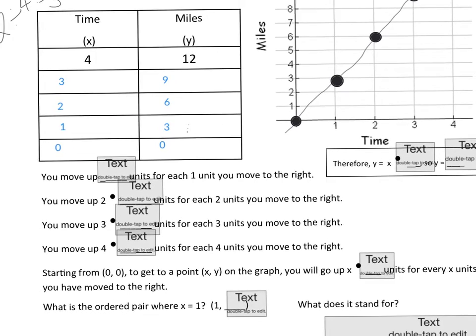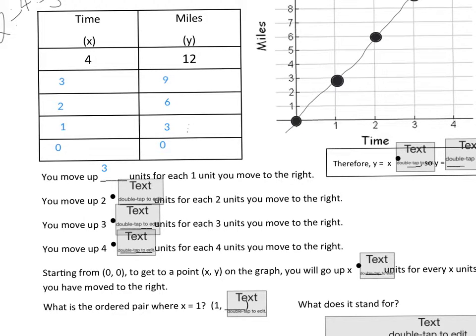Now, we're going to answer some questions regarding our graph. It says you move up blank units for each 1 unit you move right. So every time I move to the right, when I go from 0 to 1, I went up 3. When I went from 1 to 2, I went to the right 1, but I still went up 3.